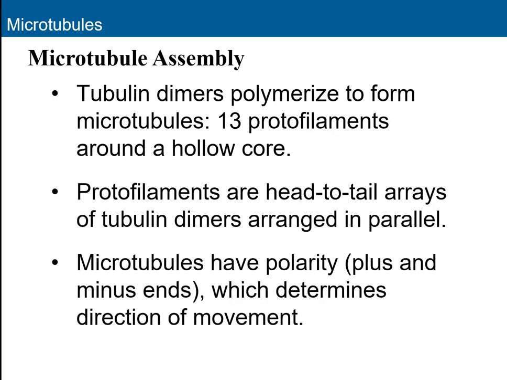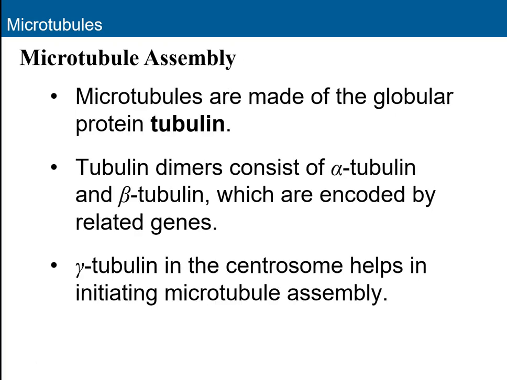All right, so if we talk about assembly, again, this is very similar to what we talked about with actin, but also slightly different. So you'll have microtubules made from tubulin, okay? And they'll form dimers that will then polymerize, okay? And so these protofilaments that are formed will basically be arranged in parallel, okay? And just like actin filaments, these guys have polarity, okay? There are plus and minus ends. When we talked about actin, we had barbed and pointed ends. It's the same idea, okay?